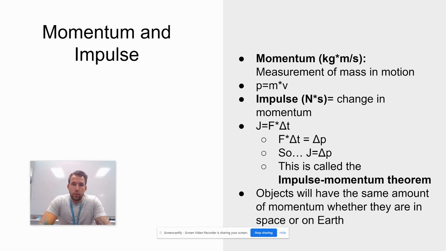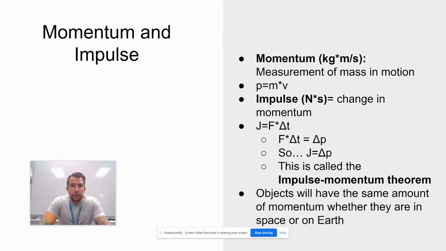Okay, so obviously, we all know that the train is going to have the most momentum, but what exactly does that mean? Well, our equation for momentum is going to be P for momentum equals mass times velocity, but it's just the measurement of mass in motion. So whenever you're asked that question, the units for it are going to be kilograms times meters per second.